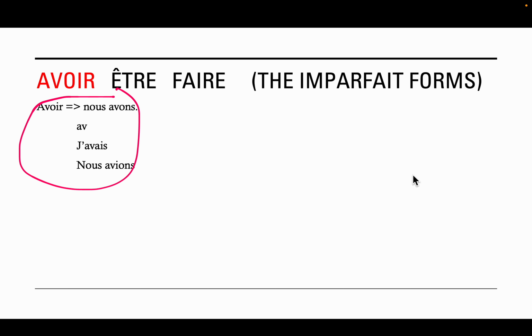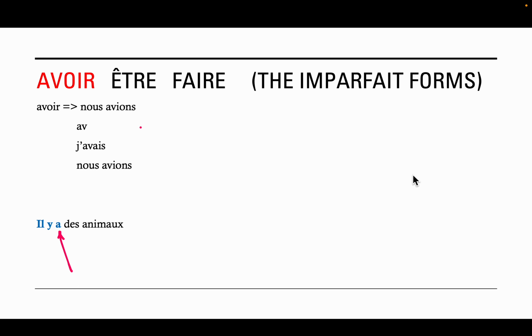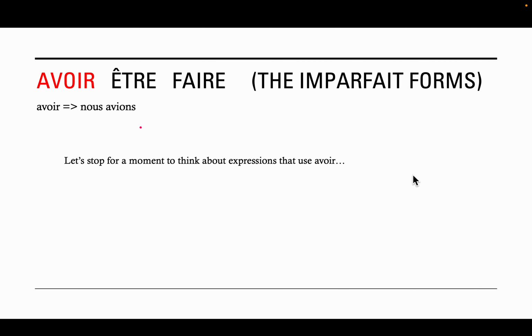Now let's look at avoir again. So j'avais, nous avions. Think about il y a. The a in il y a comes from the verb avoir. So if I say il y a des animaux, it means there are animals. Think about how would we put that in the imparfait? How would we say there were animals? So before we do that, let's stop and think about expressions that use avoir. Write them down.